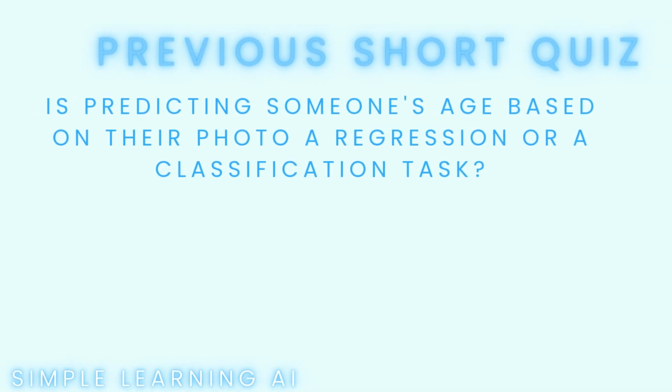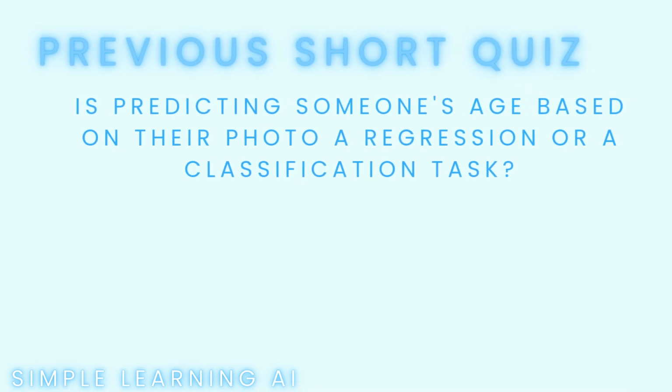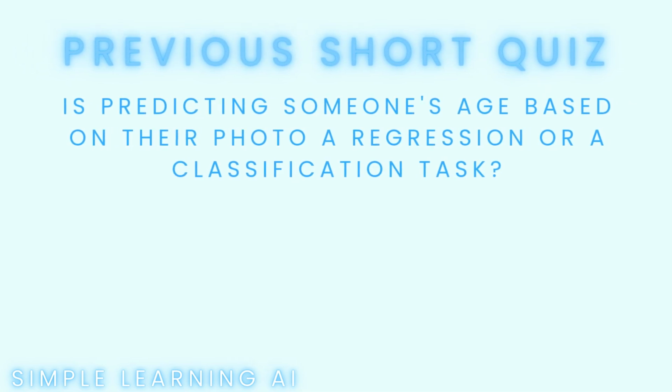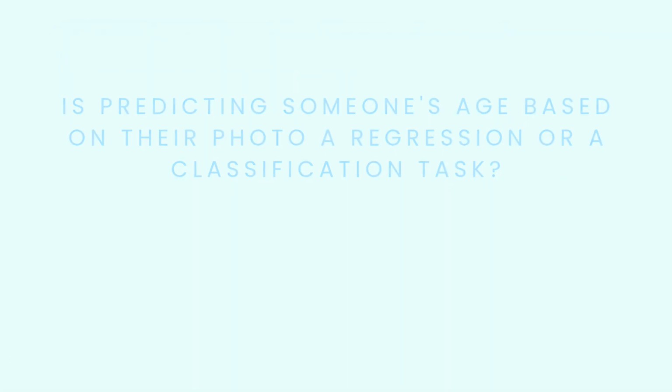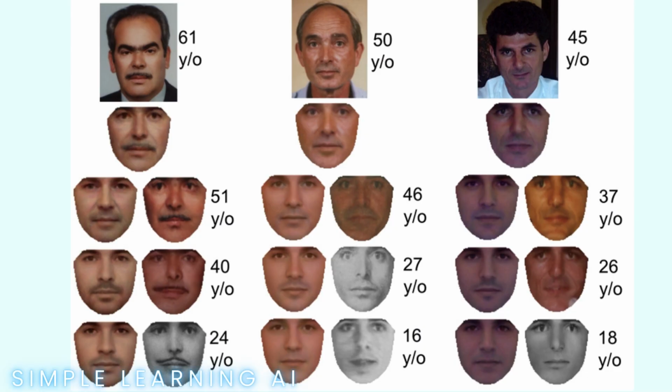Before you go, let's answer the quiz from the previous video. I asked, is predicting someone's age based on their photo a regression or classification task? The correct answer is regression. Why? Because age is a continuous number, like 25.4 or 37, not a category like child or adult. So when an AI model tries to guess a numerical value like age, that's a regression problem. If we were instead grouping people into age brackets like teen, adult, or senior, that would be a classification task.